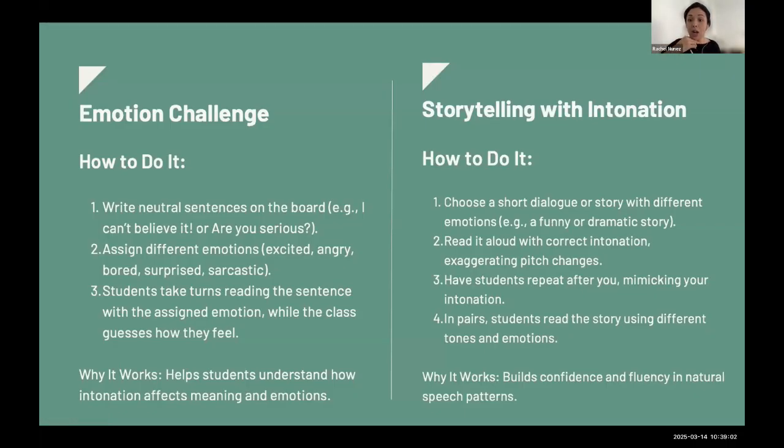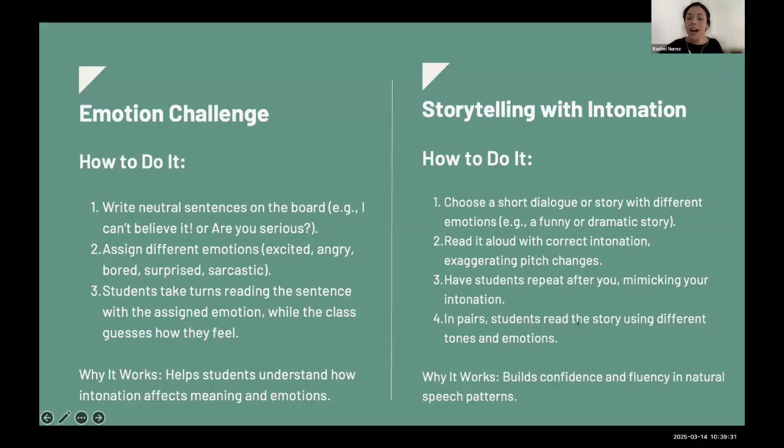Choose a short dialogue or story with different emotions. You can pick a funny or dramatic story. You can read it out loud with correct intonation, exaggerating. I always say when you read to your students, it's really important to exaggerate. Then have students repeat after you, mimicking your intonation. And then in pairs, students read the story using different tones and emotions.